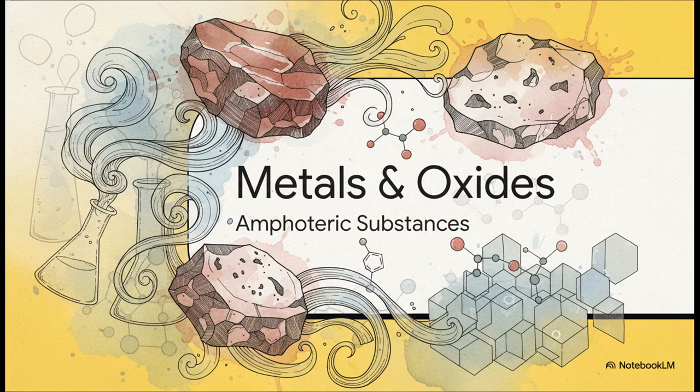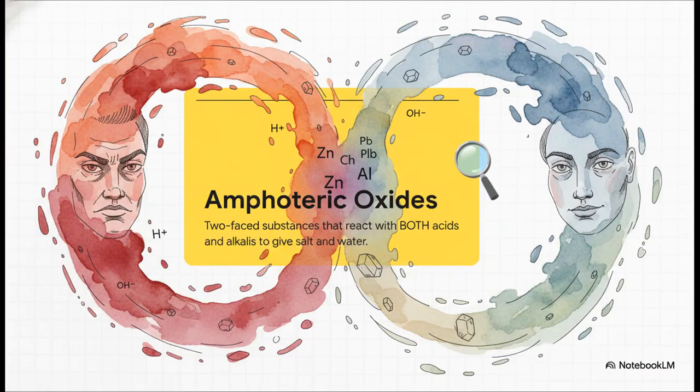Section 5. Metals and amphoteric oxides. For our final act, we're zooming out a bit and expanding our investigation. We're moving away from just salt solutions in test tubes, and we're looking at how our alkalis react with raw metals and their oxides. To get this, we really need to introduce a new term, amphoteric. Think of an amphoteric substance as being completely two-faced in the chemical world.